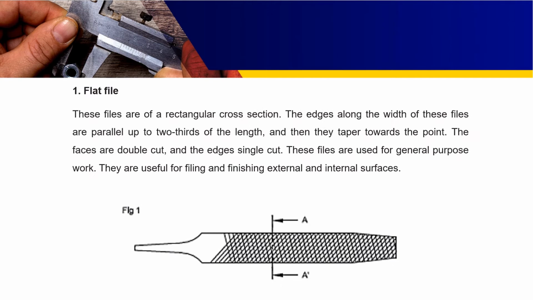Flat file. These files are of a rectangular cross-section. The edges along the width of these files are parallel up to 2/3 of the length, and then they taper towards the point. The faces are double cut and the edges single cut. These files are used for general purpose work. They are useful for filing and finishing external and internal surfaces.